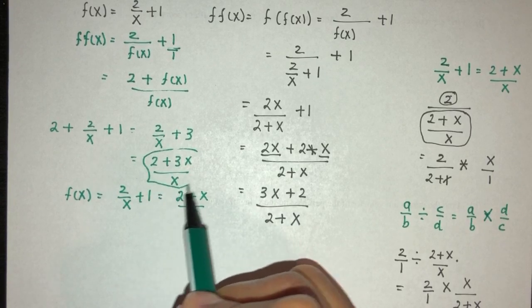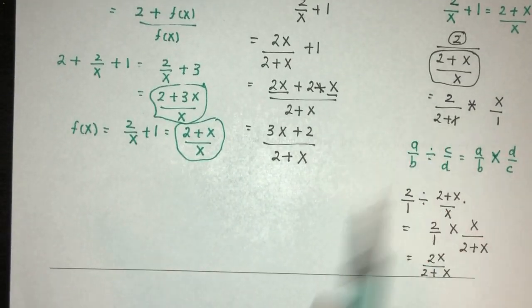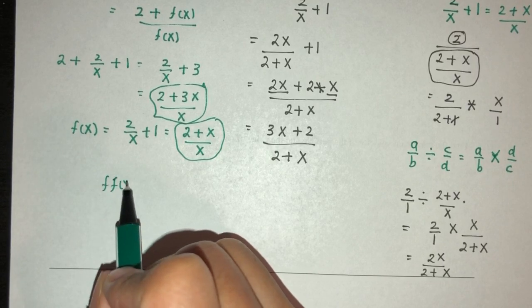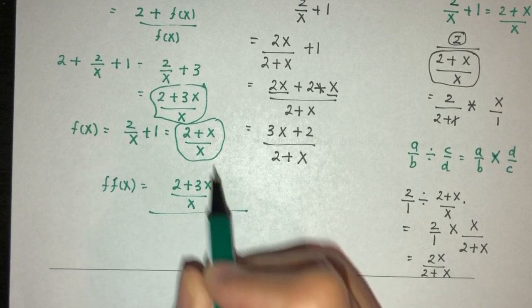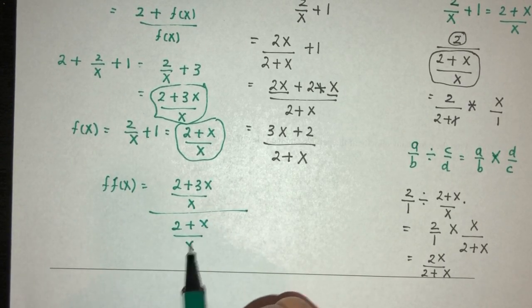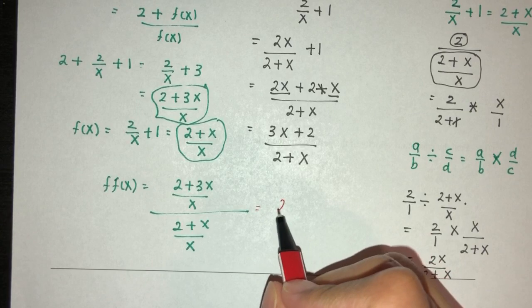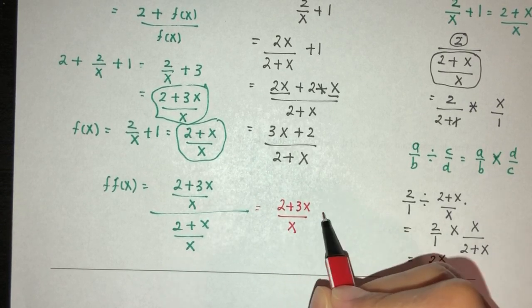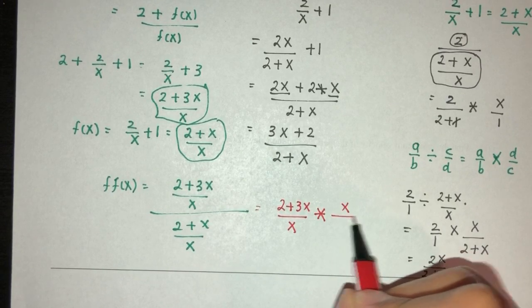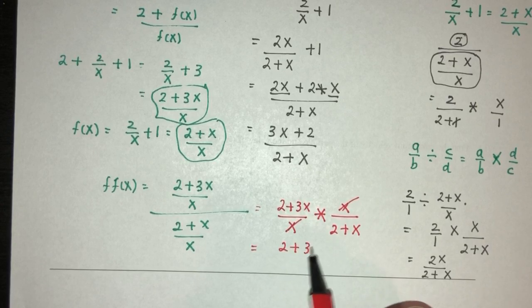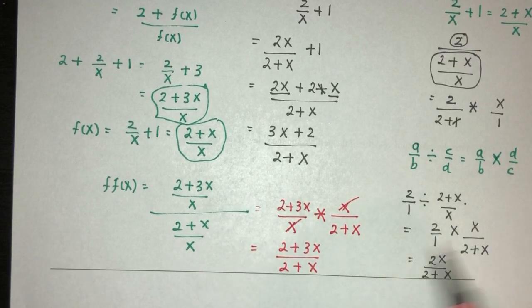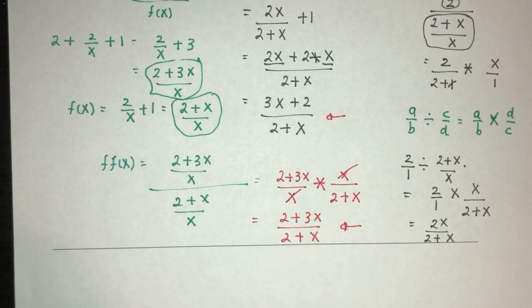So we have this on top and this on the base. That should give you, on top, 2 plus 3x over x divided by 2 plus x over x. Now simplify, that should give you 2 plus 3x over x multiplied by x over 2 plus x. These two cancel out, you will have 2 plus 3x over 2 plus x. So this is the same answer shown as required. Okay, I hope that was more clear now.